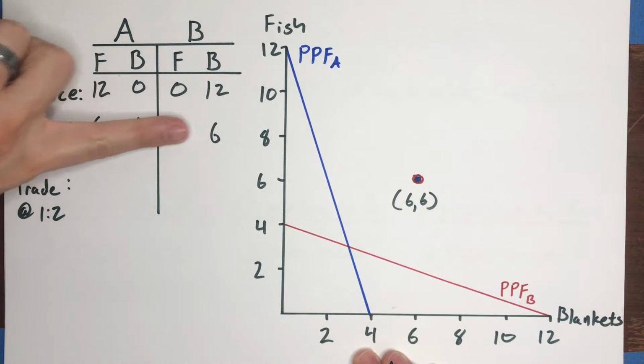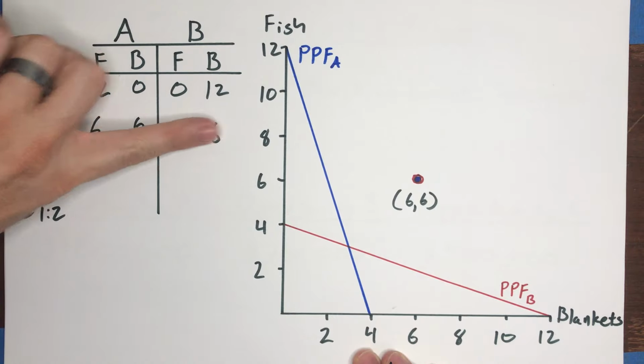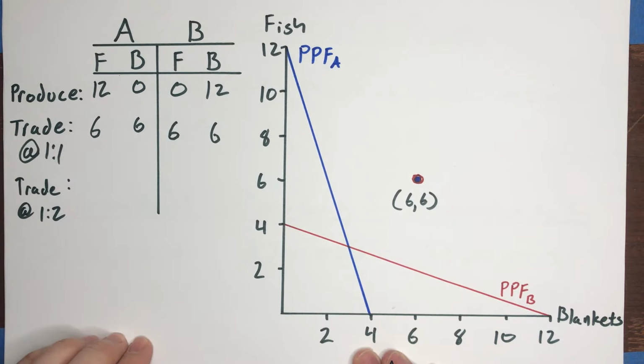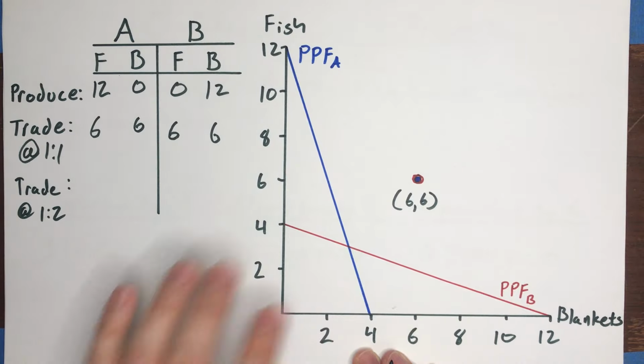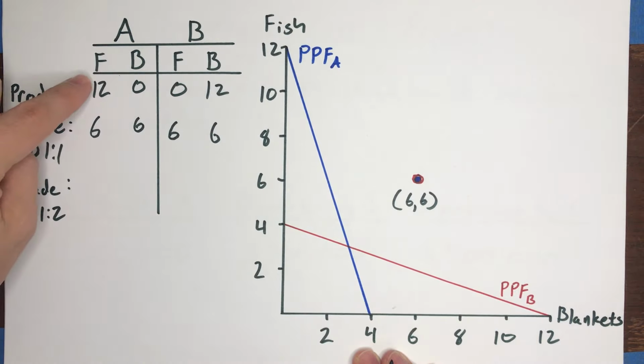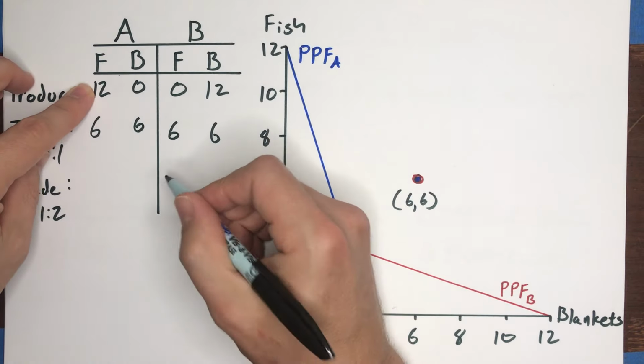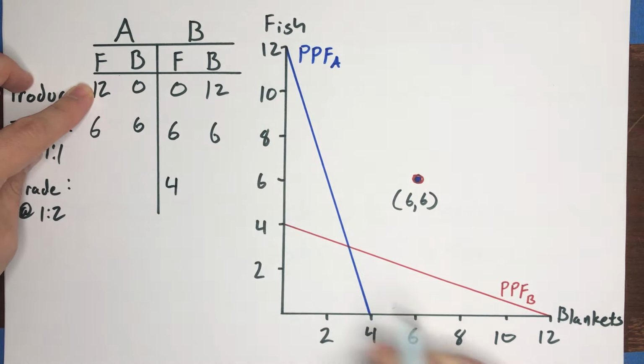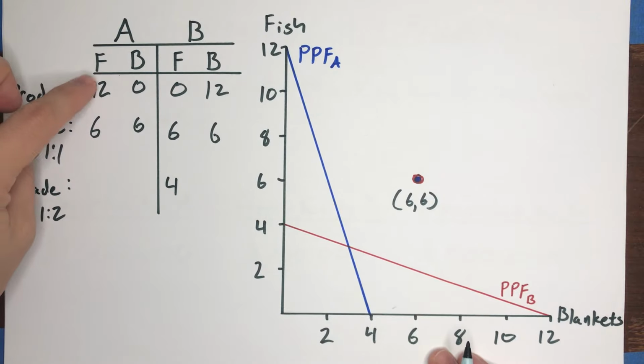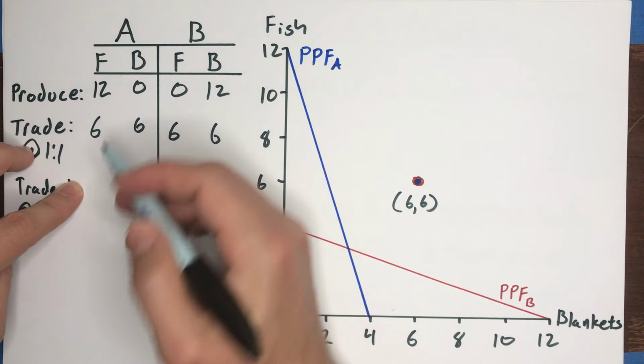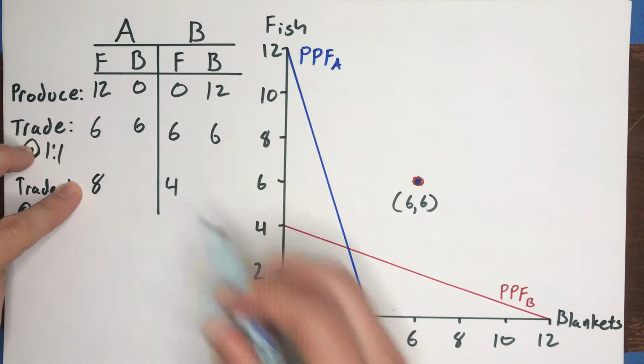Now we're going to ignore this middle row here because they're not trading 1-for-1 anymore. Let's think about how many trades. I'm just going to say they trade 4 times at a ratio of 1 fish for 2 blankets. So if they make that trade 4 times, she is going to give 4 of her fish to Bob. So we put 4 in his fish column. And that leaves her with 8. She started with 12, traded away 4 of them.